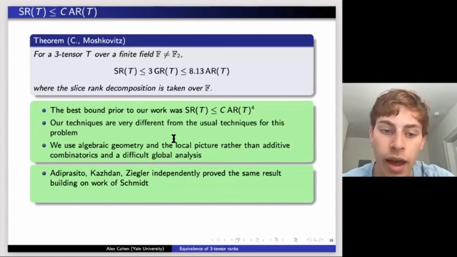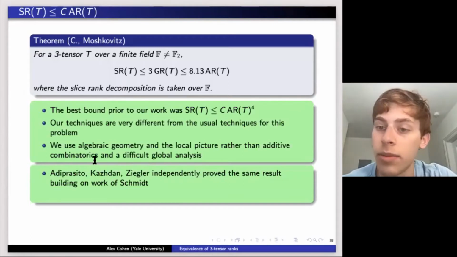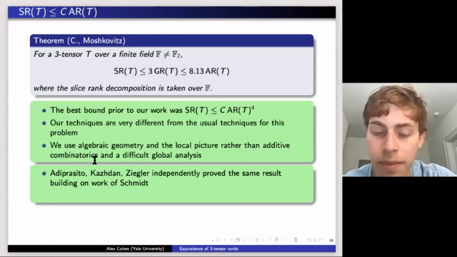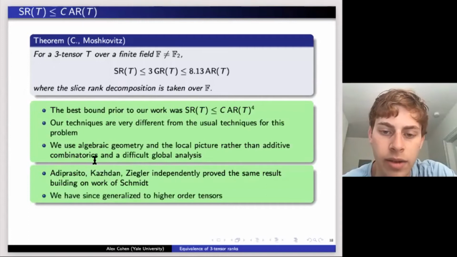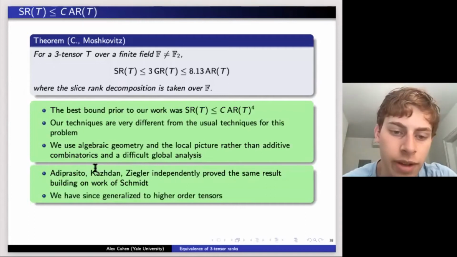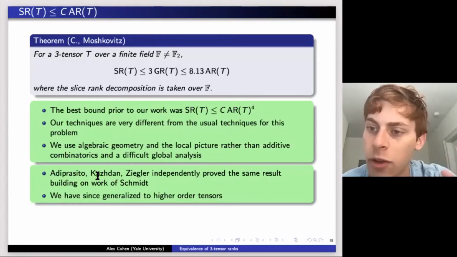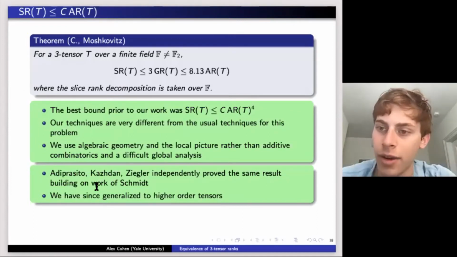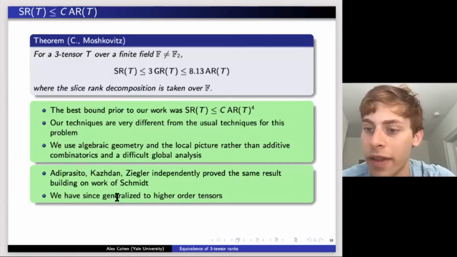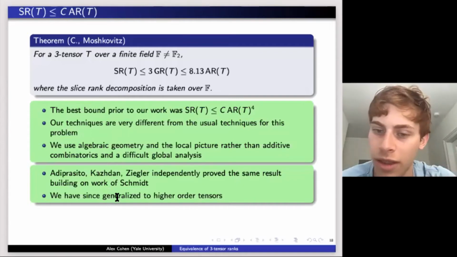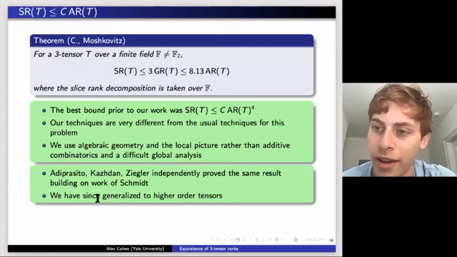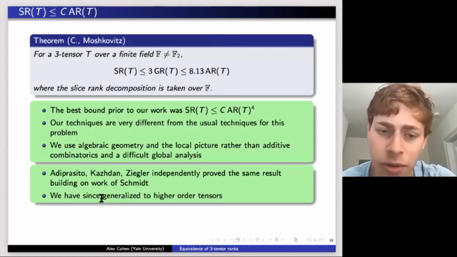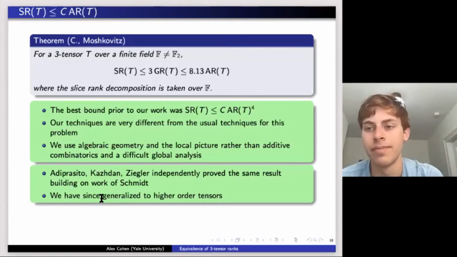So some remarks. Adiprasito, Kazhdan, and Ziegler independently proved the same result, building on work of Schmidt. This was released a couple months ago. Just to clarify, Schmidt was working on some other problem in number theory, and it turns out that the core ideas were buried in one of his papers. We weren't even aware of his notion of Schmidt rank, which is what they're building off of. So it's pretty interesting that these ideas showed up in the context of number theory in a totally different way. I think it wasn't really known to the community that Schmidt was working on these things in another context.